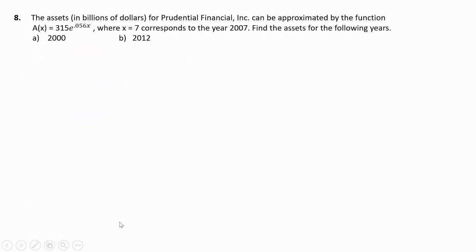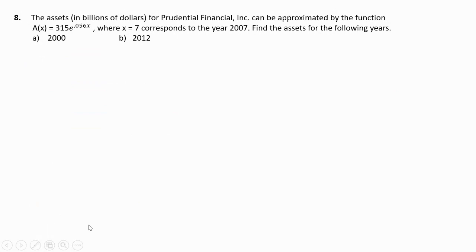Now, this is how you apply an exponential function in real life situations. It says the assets in billions of dollars for Prudential Financial Incorporated can be approximated by the function A of x equals 315 e to the 0.056x. Again, x equals 7 corresponds to the year 2007. So find the assets for the following years.